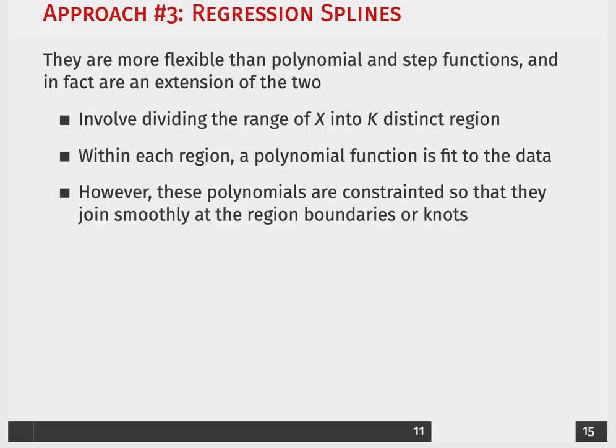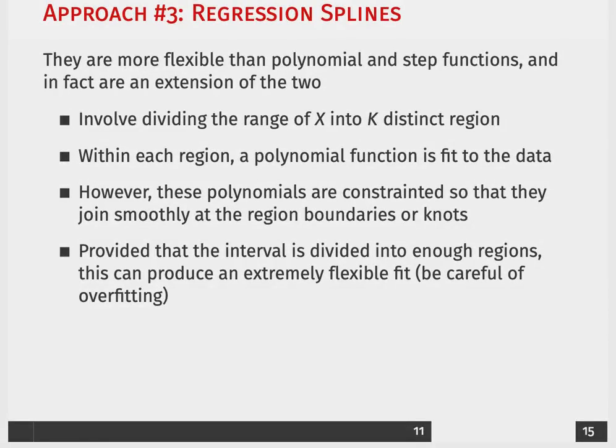So these polynomials, though, are constrained so that they join smoothly at the boundary regions, or we call them knots when we talk about splines. Now, provided that the interval is divided into enough regions, this can produce a really flexible fit. Now, you have to be careful of that because you don't want to allow your model to overfit based on the data that you have in your sample, right? So the point is that if you took your model to a different sample, would you end up getting the same result? Probably not, because you've implied such a functional form that is based on the data that you have at hand in your specific sample.